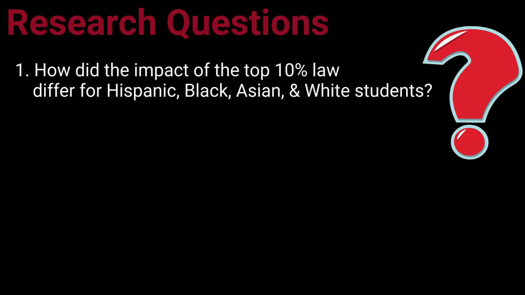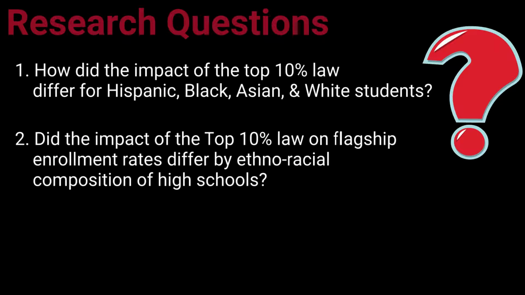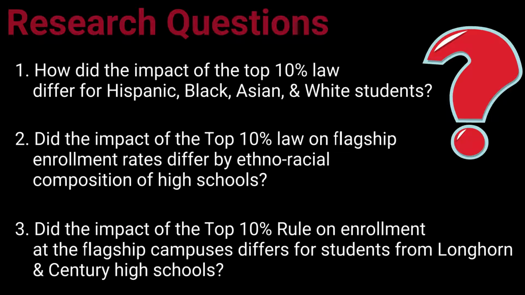Question number 2, did the impact of the top 10% law on flagship enrollment rates differ by ethno-racial composition of high schools? And then 3, did the impact of the top 10% rule on enrollment at the flagship campuses differ for students from Longhorn and Century high schools? And those were rank-eligible graduates from 2 low college-going tradition schools that had high shares of economically disadvantaged students, and they were offered tuition scholarships to attend their respective institutions.